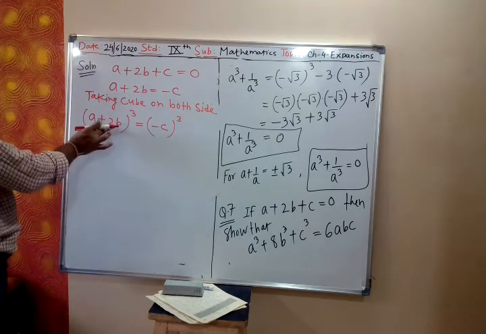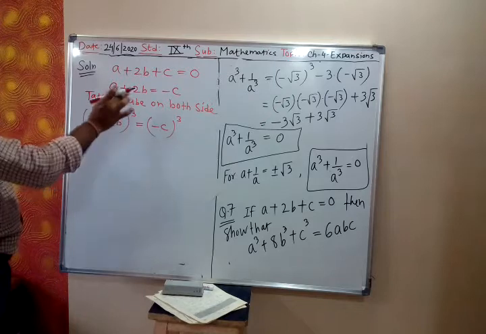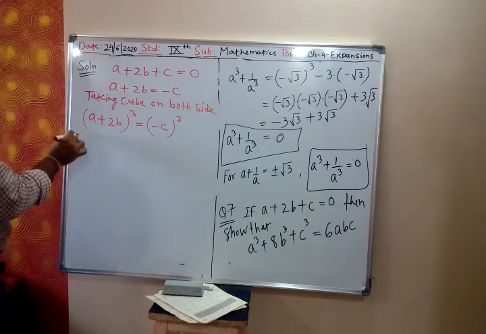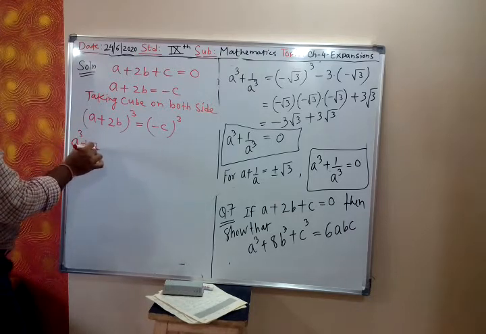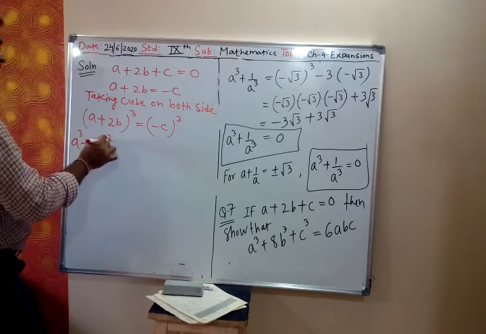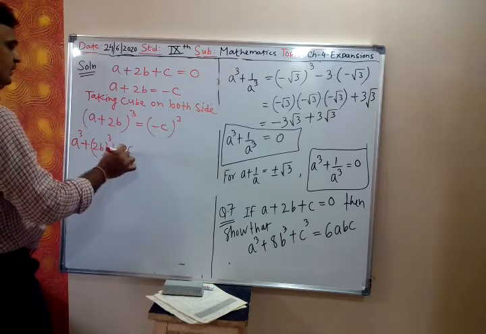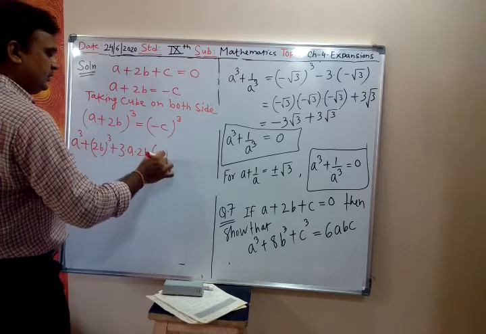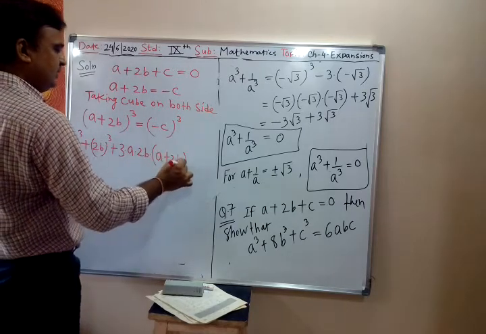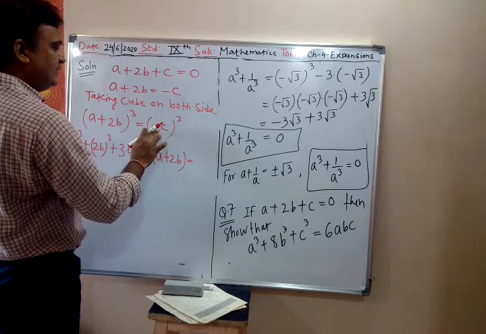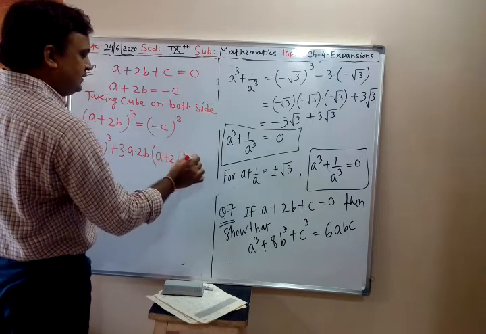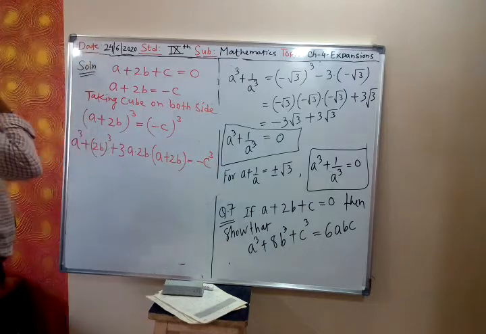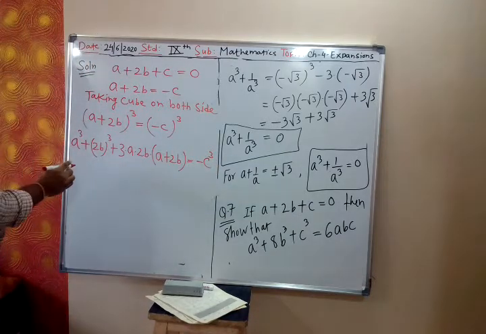Now this left side we use the formula a plus b whole cube, that is a cube plus 2b cube plus 3 into a into 2b into bracket a plus 2b, is equal to minus c cube, minus into minus into minus is minus, then c power 3, c cube. Now this we simplify.